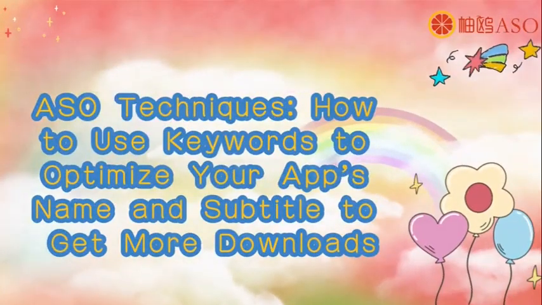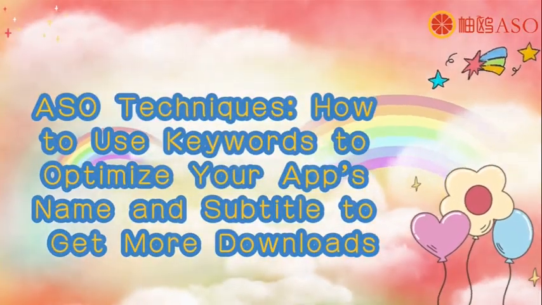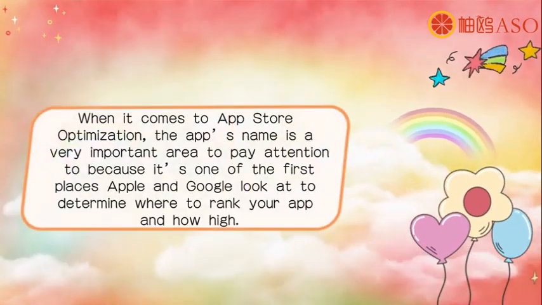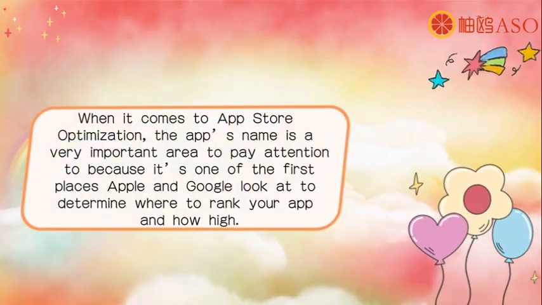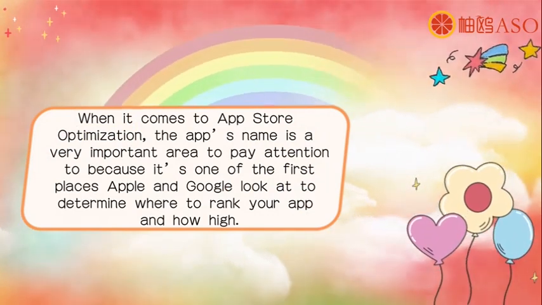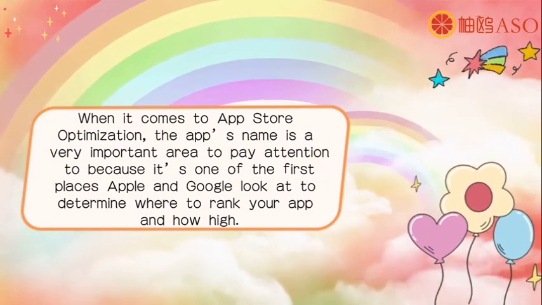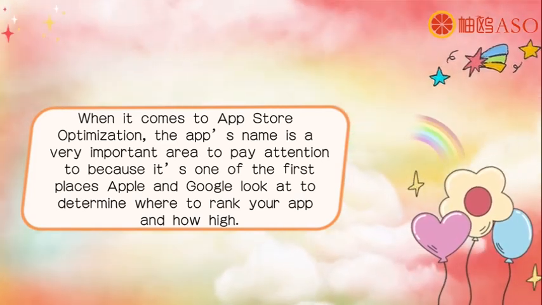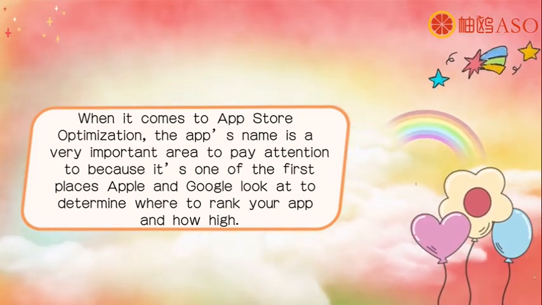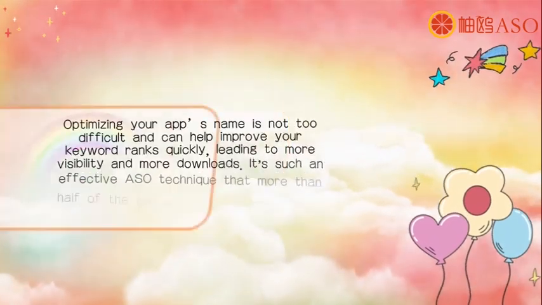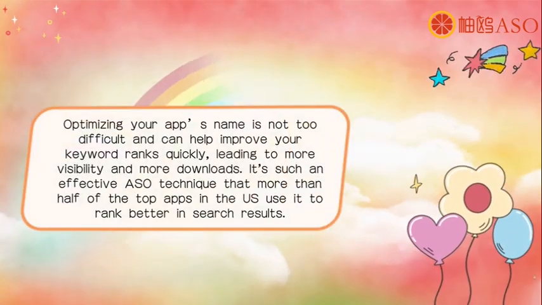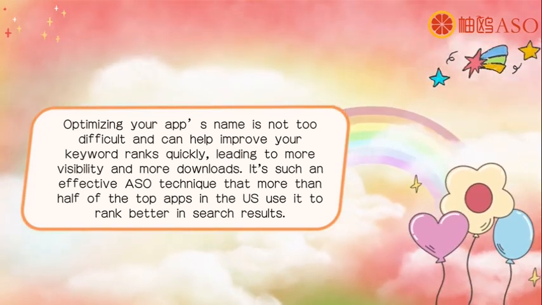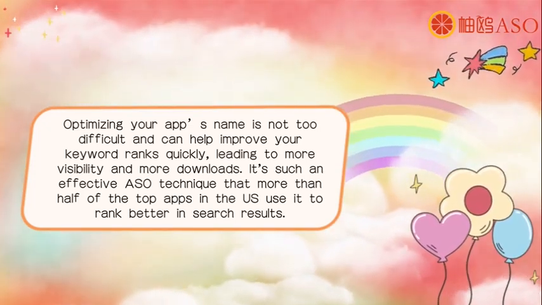ASO techniques: how to use keywords to optimize your app's name and subtitle to get more downloads. When it comes to App Store optimization, the app's name is a very important area to pay attention to because it is one of the first places Apple and Google look at to determine where to rank your app and how high. Optimizing your app's name is not too difficult and can help improve your keyword ranks quickly, leading to more visibility and more downloads.